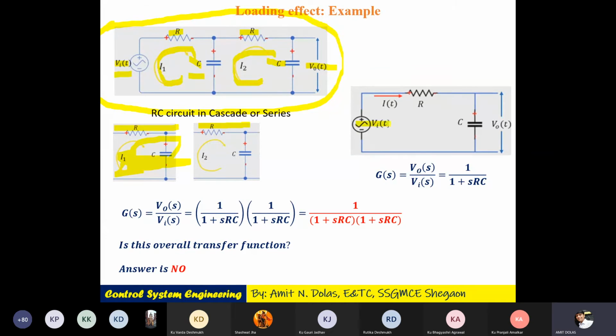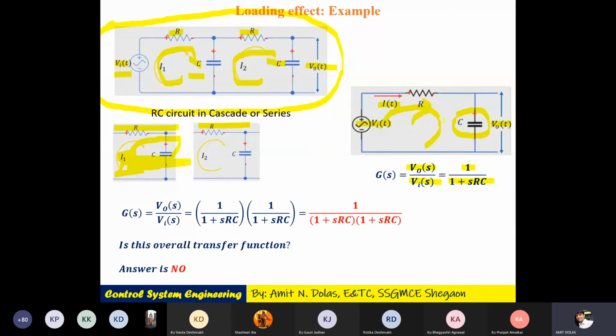So what we did, I have used only one RC pair, say this one. So Vi of t is applied, I of t is the current passing through, and V of t is the voltage across capacitor C. We have taken the transfer function V of S upon Vi of S. Then it will be 1 by 1 plus SRC. How to derive it, we know, we have to apply KVL here.